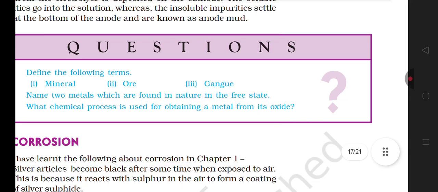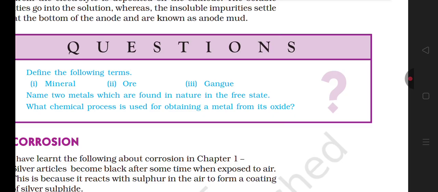Now, there are some questions. Define the following terms. Mineral, you know very well. The ore from which most amount of metal is extracted, or which contains a large amount of metal, is known as mineral. The ore, you know very well, is present in the earth and consists of metals. Okay, gangue, you know very well, is the impurities that are present in the ore.